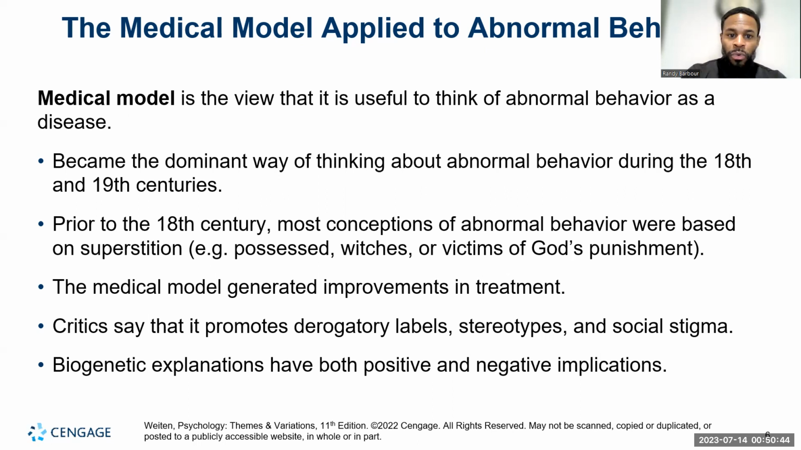Okay, but the medical model became really dominant in the 19th century, especially at the end of the 18th and the beginning of the 19th century. But prior to the 18th century, anyone who had any abnormal behavior, abnormal thoughts, or the way they moved and behaved, it was really based on superstition, right? They felt like those who had abnormal behavior were either possessed by something, were witches, or were just victims of God's punishment. Those are just superstitious beliefs of why someone would be struggling with abnormal behavior or a mental illness.